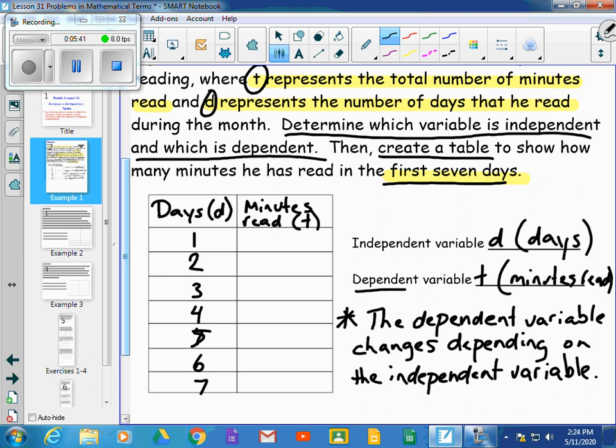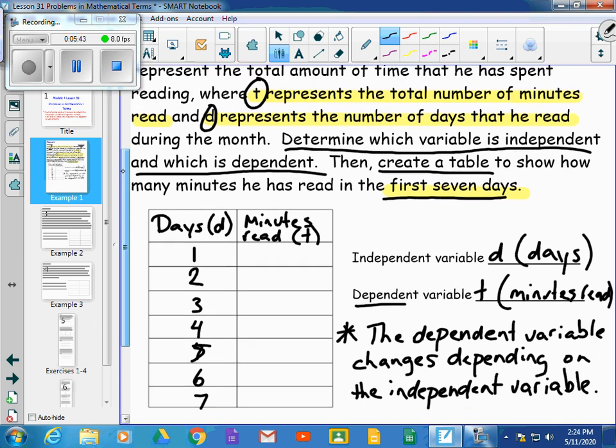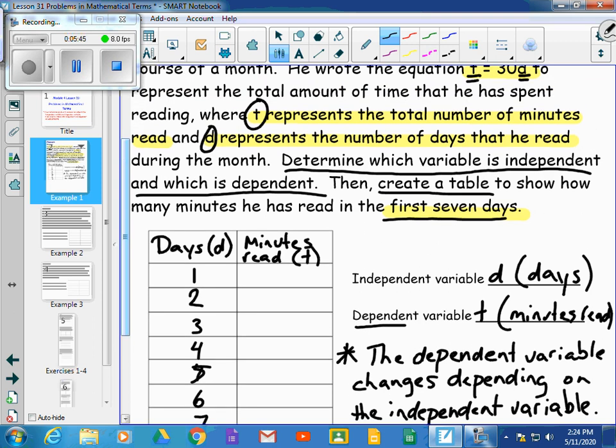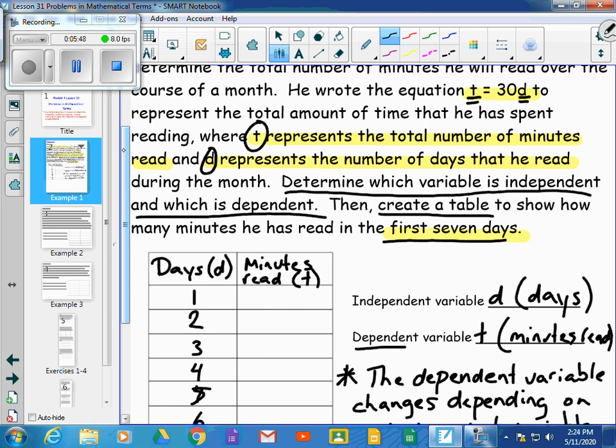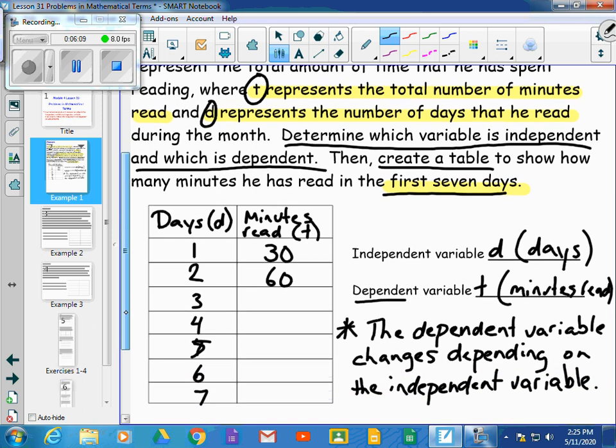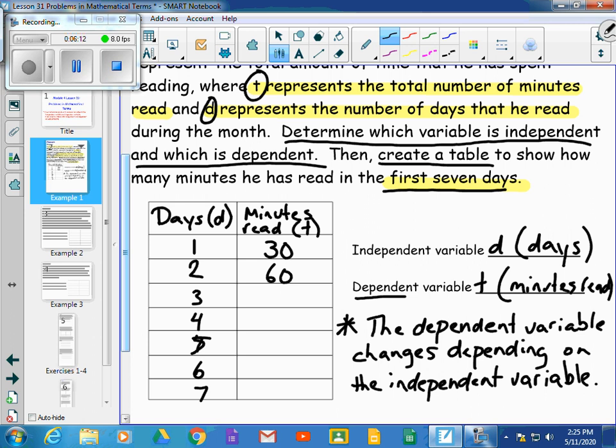Now to figure out the other side, we can substitute those d's into the equation. So we can substitute a 1 in for d and think of it as 30 times 1, which would be 30 minutes. He read 30 minutes in one day. If we substitute a 2 in for d, that means 30 times 2, which is 60 minutes. That means he reads 60 minutes in 2 days. 30 times 3 is going to be 90 minutes.